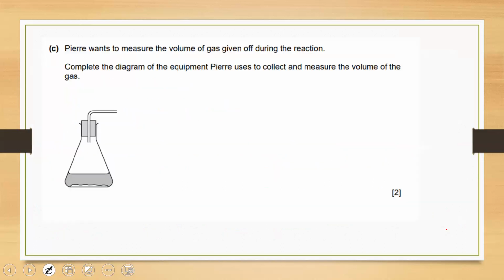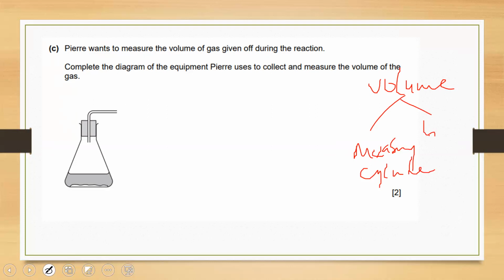Now, Perry wants to measure the volume of the gas given. Complete the diagram of the equipment Perry used to collect and measure the volume. What we are looking at here is very simple: how do I measure variables? Remember, if it is the volume of a liquid, I can use a measuring cylinder or a pipette. But here we are looking at the volume of a gas.